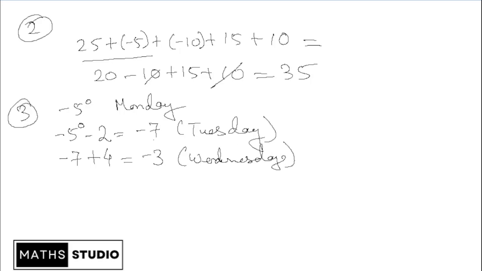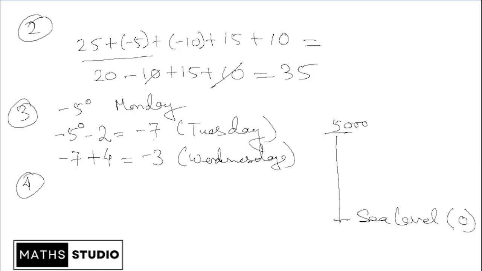So this is the answer for question number 3. Now let us look at question number 4. A plane is flying at the height of 5,000 meters. So this is at 5,000 meters. This is the sea level. Sea level is taken as 0.